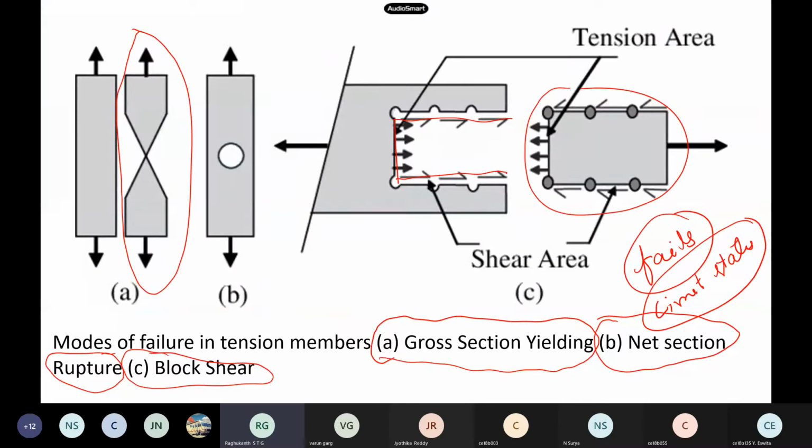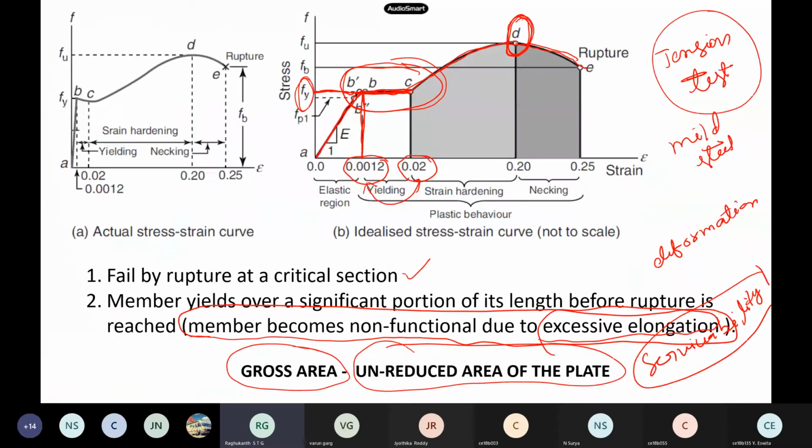Then we have seen modes of failure also. In a tension member, there are three we have said. One is cross section yielding. Then we have net section rupture. Then the block shear rupture itself. So three types are there, and the code gives three formulas to estimate the gross section, the net section, and the block shear. You calculate whichever is the lowest one, and that is the design strength of your tension member. I also showed you this in the last class.